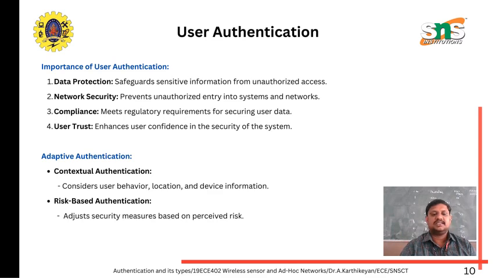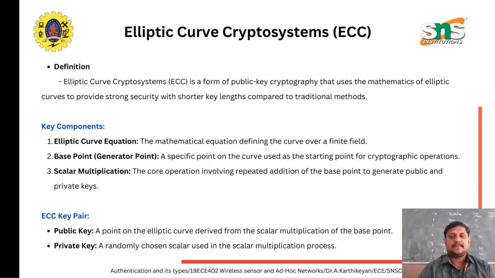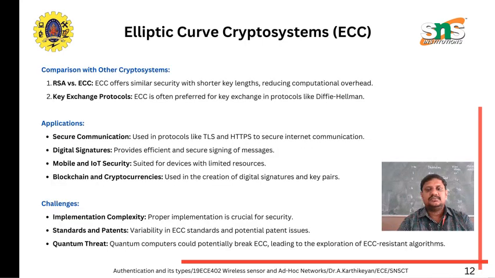Contextual authentication considers user behavior, location, and device information, and adjusts the security accordingly. Then there is elliptic curve cryptography, that is ECC. The elliptic curve is a mathematical equation defining a curve over a finite field. A specific point on the curve is used as the starting point in cryptographic operations. Scalar multiplication involves repeated addition of that point. These are the important things in ECC.